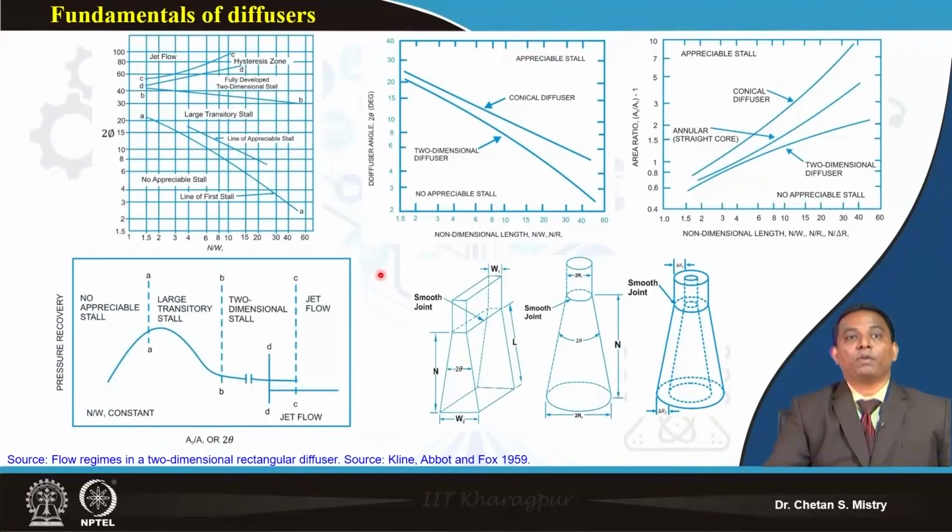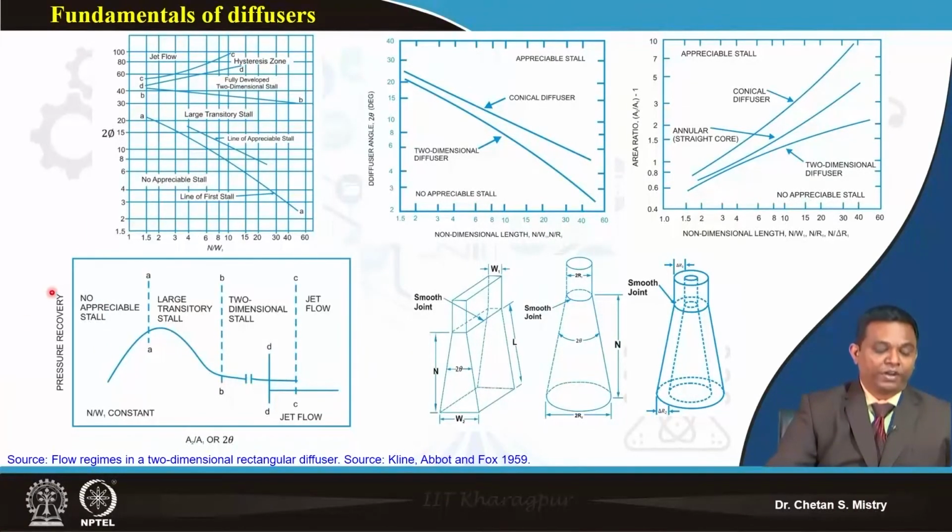Okay, so let me go to the next slide. Here if you look at, this represents my area ratio and my divergence angle with respect to my pressure recovery. Let me tell you what we mean by pressure recovery. That's nothing but the rise of my pressure, meaning what I am expecting in terms of diffusion of the flow. Now for that configuration, as we look at, it says when I am not having any appreciable stall, I will get higher total pressure recovery. That means we are getting the diffusion we are looking for.